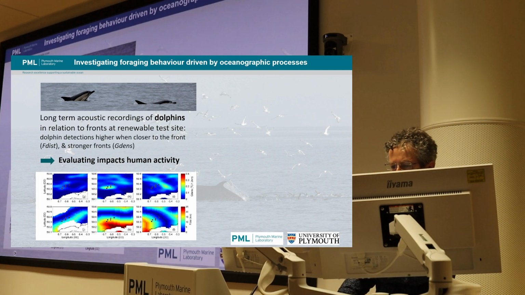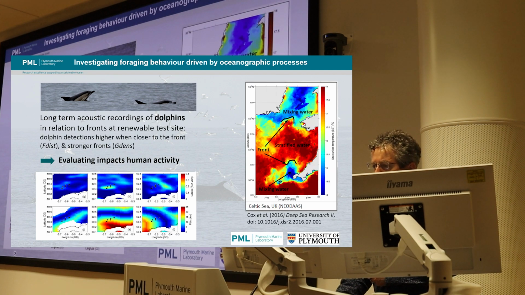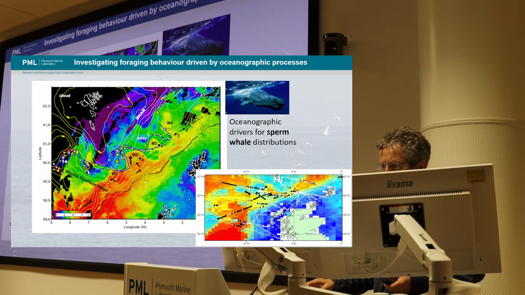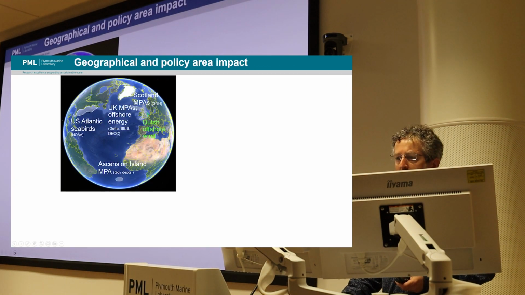Similarly, dolphins, as Duncan suggested, there's some connections with dolphins. We've looked at CPOD data and found that there's connections both in terms of the distance away and the strength of the fronts. Fronts around upwelling zones, like here around the southwest, and tidal mixing fronts, like between the Irish Sea and the Celtic Sea. I've missed out this one because I've not got time.